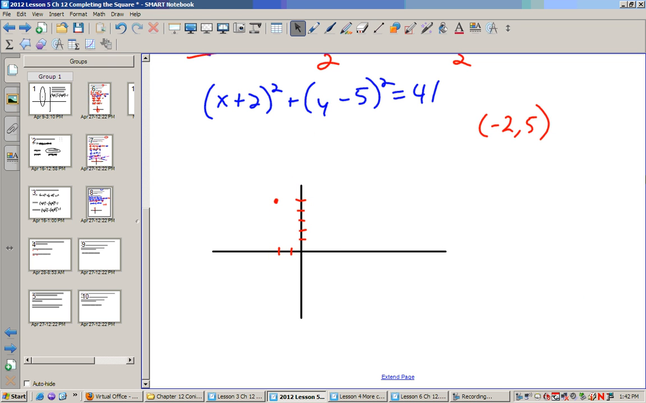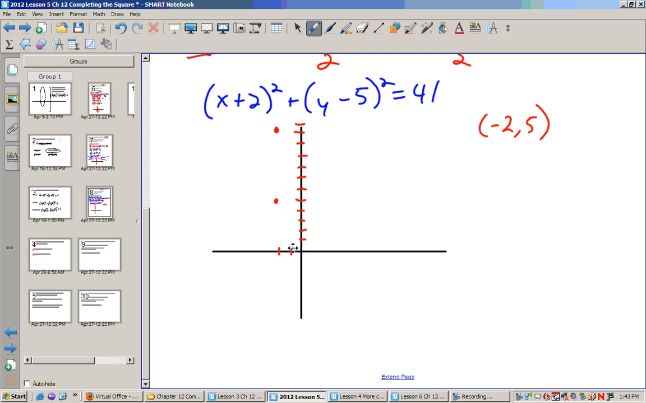And now, square root of 41. We know square root of 36 is 6, and square root of 49 is 7. So it's somewhere in between there. So we go between 6 and 7 in every direction from the center. I'll go up 1, 2, 3, 4, 5, 6. Between 6 and 7 is right there.